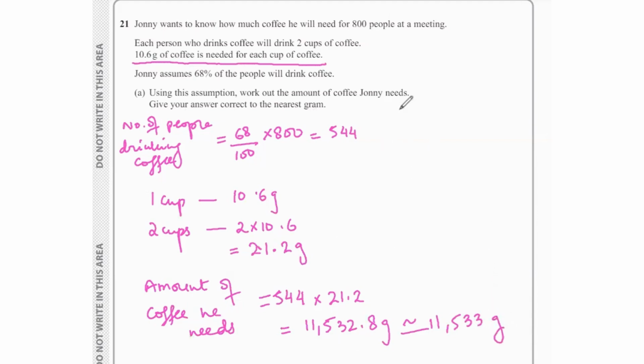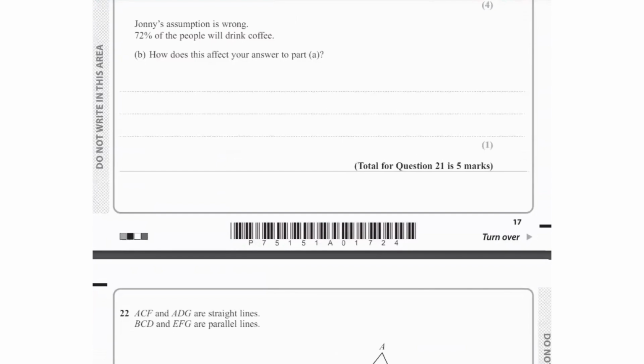So that is the amount of coffee Johnny would need for the meeting. Then it says Johnny's assumption is wrong. 72% of the people will drink coffee. How does this affect your answer to part A? So if 72% of people drink coffee, that means more people are drinking the coffee now. So if more people are drinking the coffee, that means he's going to need more coffee.